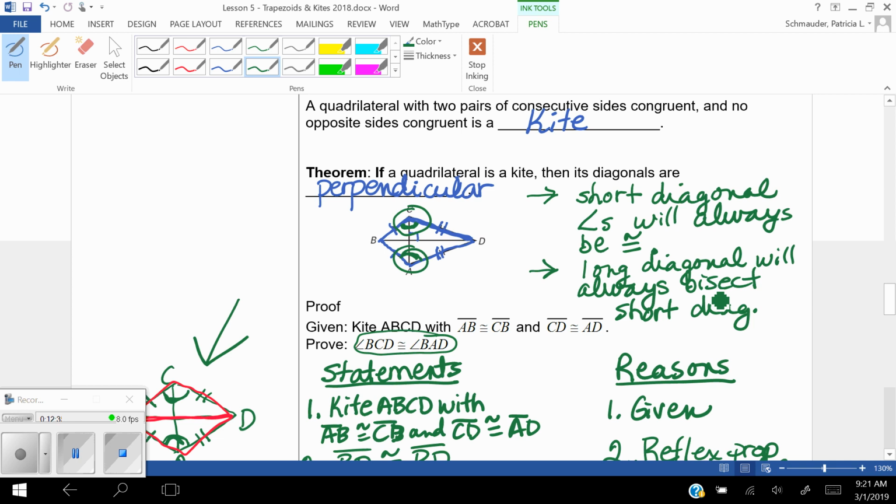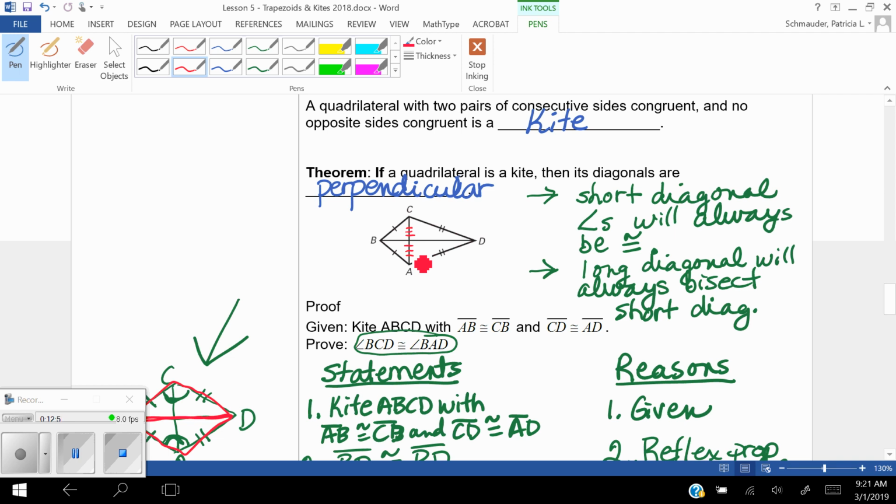So let me do this. Okay, so the long diagonal will always bisect the short diagonal. So those two little parts will always be congruent in a kite.